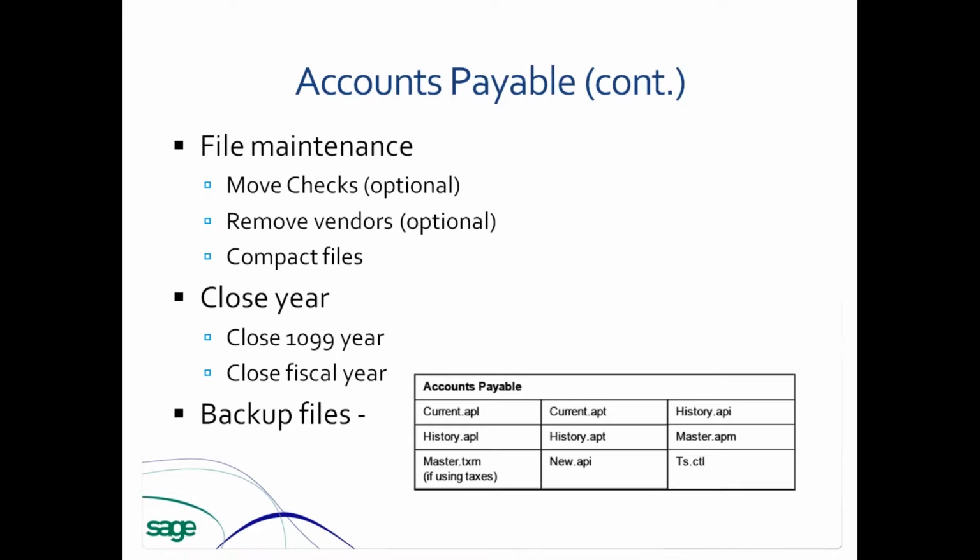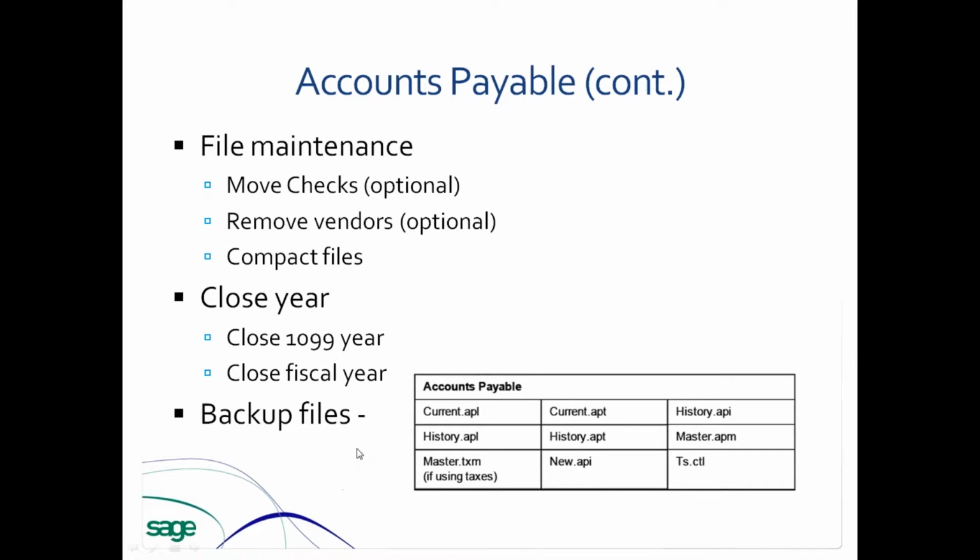Just moving the records out to history does not condense the file or make it smaller. The reports will still run as slow because it's still reading through those blank spaces where those records resided. So you need to run the compact in order to get the file size smaller. And once you do that, you're going to see a huge difference in your aging reports and maybe some of your other reports that you run.